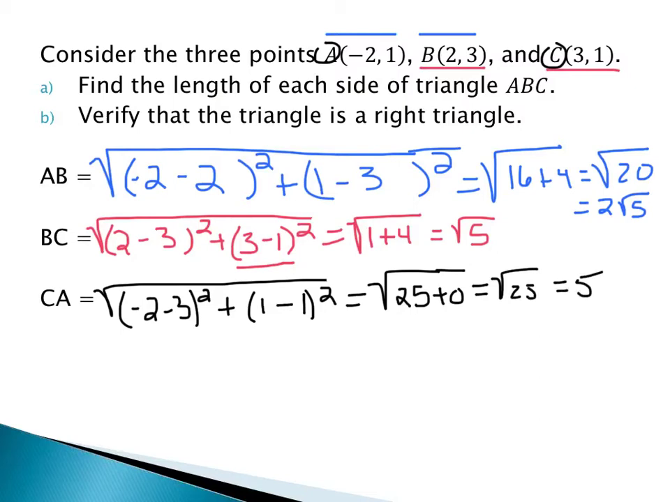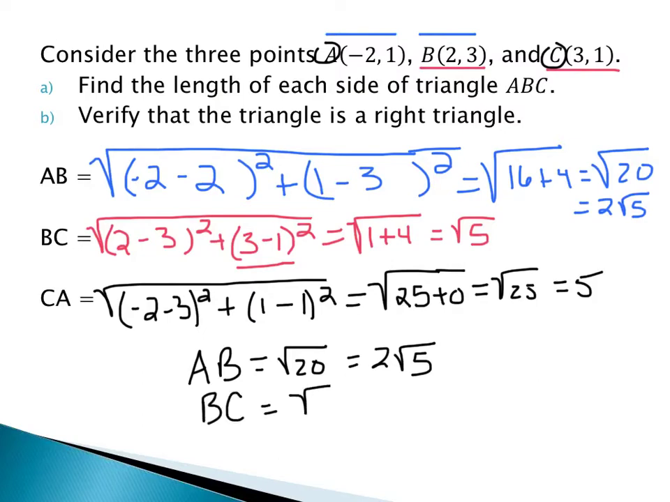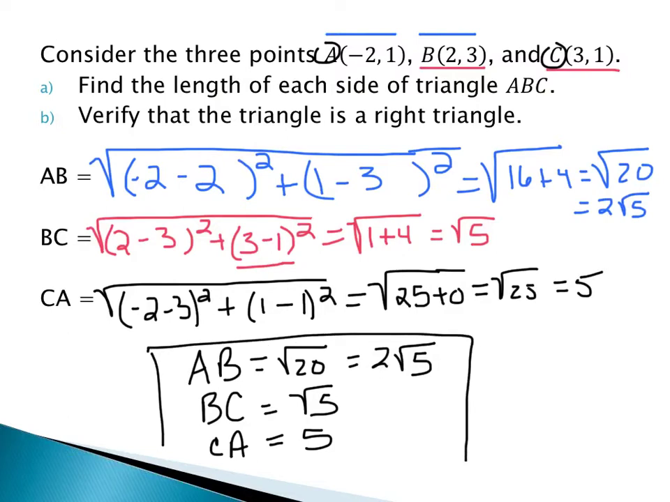So that gives us then, if you would like to see it in a little bit more concise manner instead of with all the work, we get AB equals root 20, which is 2 root 5. BC is root 5, and CA is 5. Now, yes, you can name these any other way. Could be BA, CB, and AC. They mean the exact same thing. So we have just finished part A. Part B is verifying that the triangle is a right triangle.